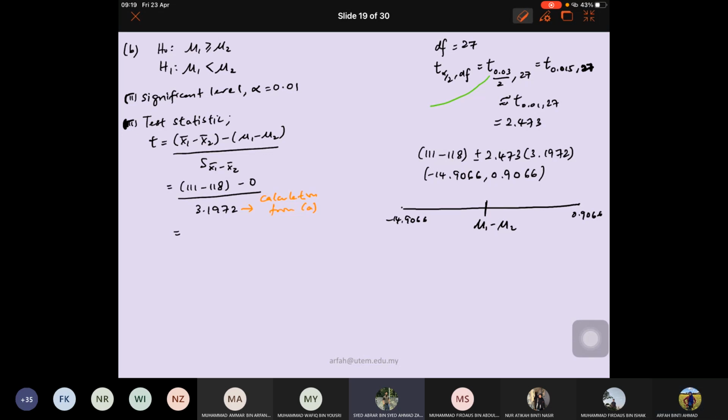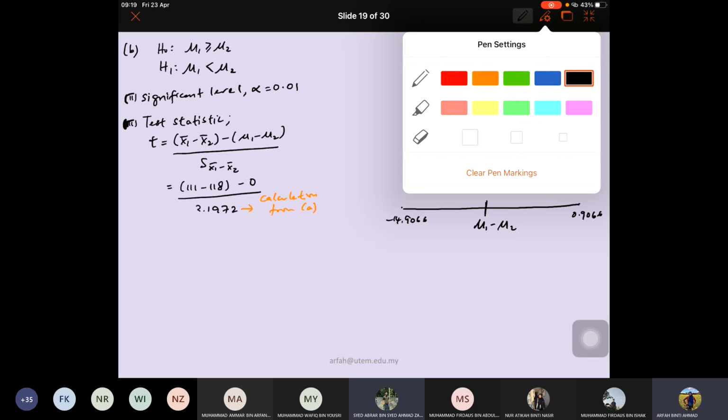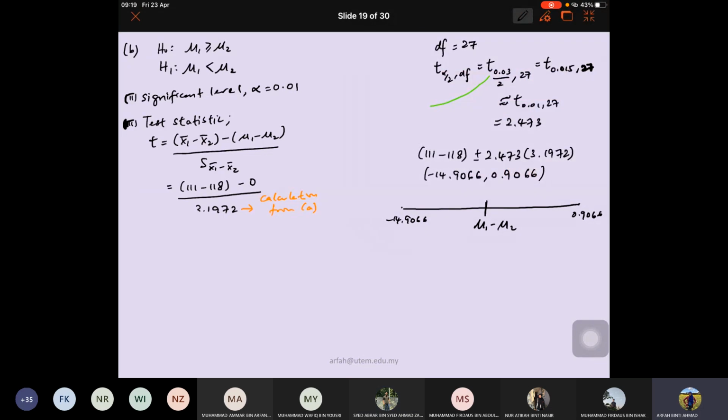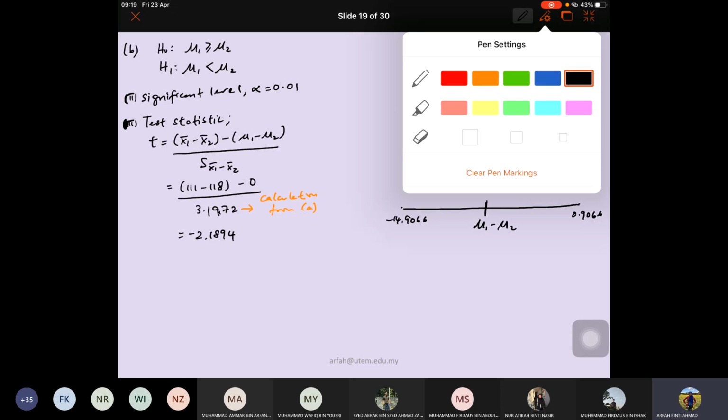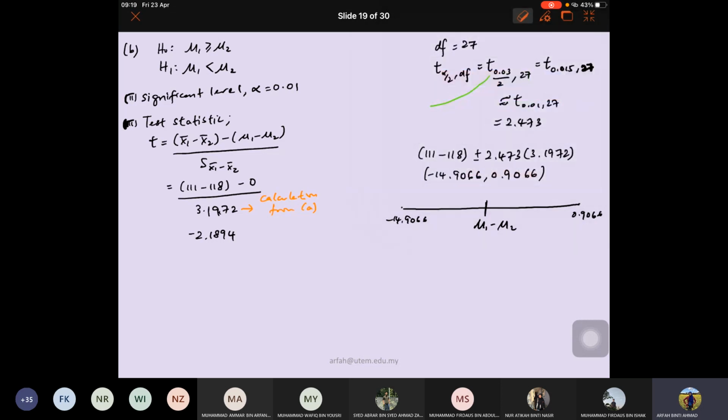Negatif 2.1894. Yep, betul. Negatif 2.1894. Ini dapat negatif 3.1972. Okay, so daripada sini, negatif 2.18. Then dapatkan rejection region.